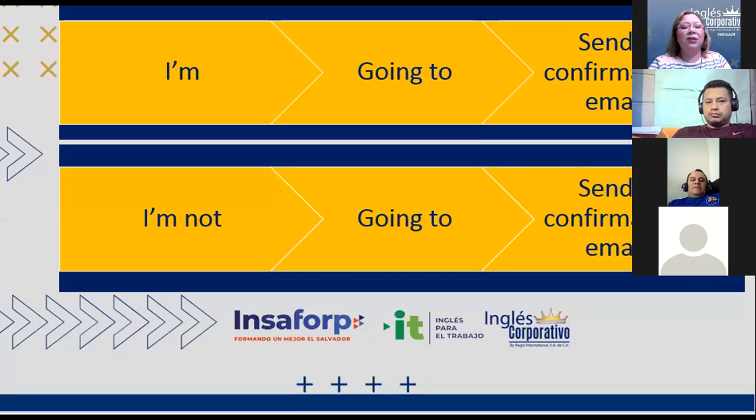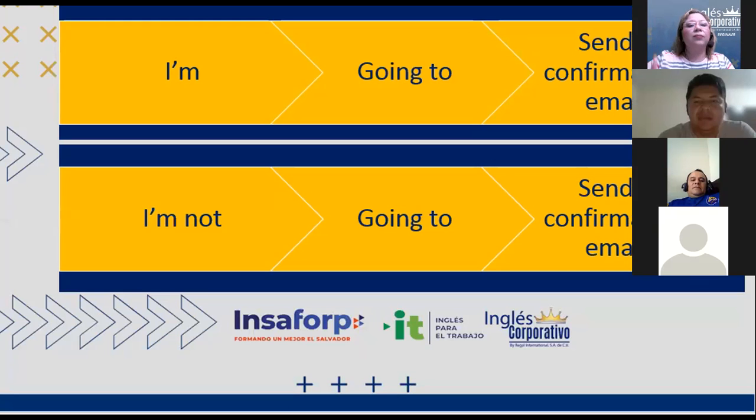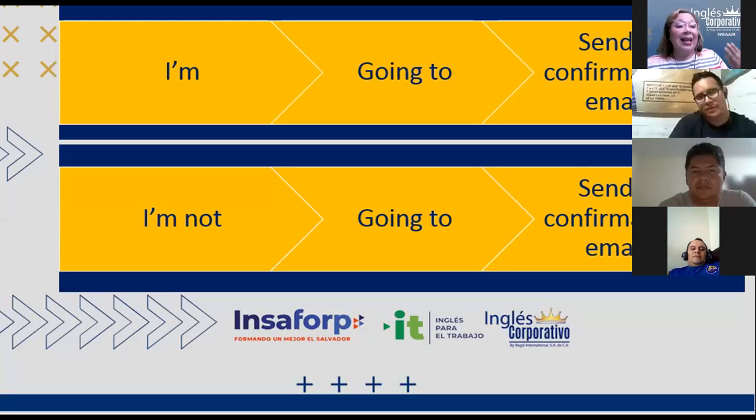Una pequeña presentación de lo que sería be going to. ¿Para qué sirve be going to? A ver, ¿alguien tiene una idea? ¿Para qué sirve be going to? Para... Es como estar yendo. Ok, pero ¿para qué nos ayuda? Nos ayuda a expresar. Exactly.